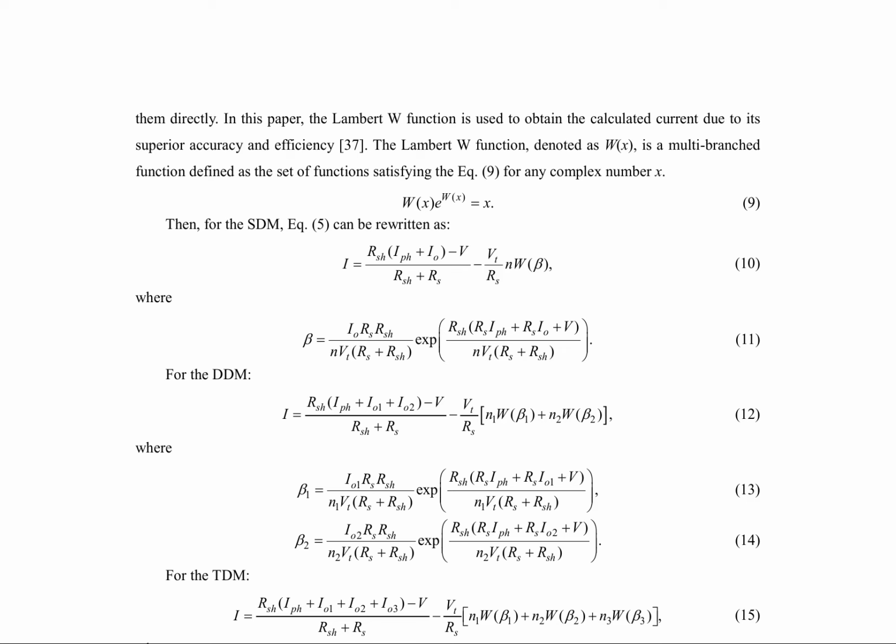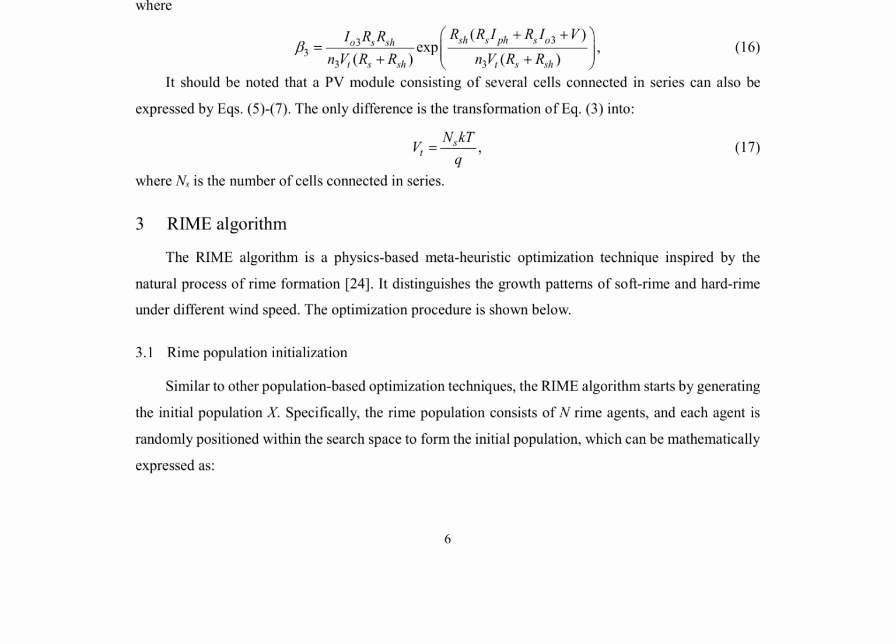In the SDM, the equation is rewritten as a function of the Lambert-W function, a multibranched function defined by W(x) e^W(x) = x for any complex number x. This yields an expression for the calculated current in terms of photonic and thermal current components, series resistance, and other parameters. The DDM extends the SDM by incorporating 2 photonic and 2 thermal current components, along with 2 series resistances. The TDM further expands this by introducing 3 photonic and 3 thermal current components, along with 3 series resistances.